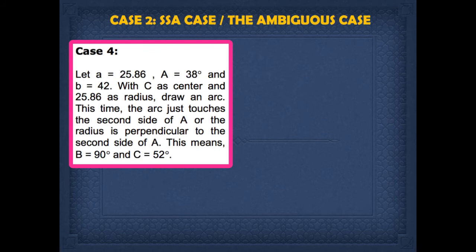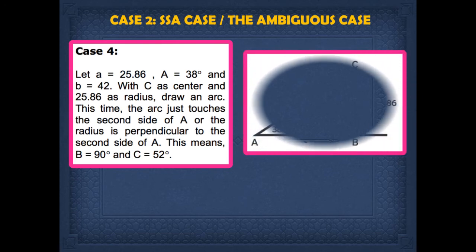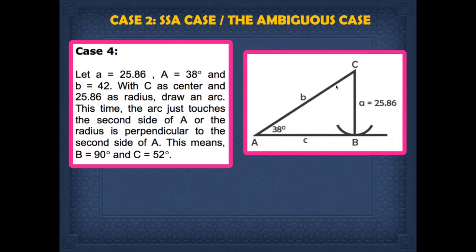So let us go to this case number 4. Let a be equal to 25.86. So this is a, 25.86. Angle A is 38 degrees and side b equals 42. So this side b is equal to 42.